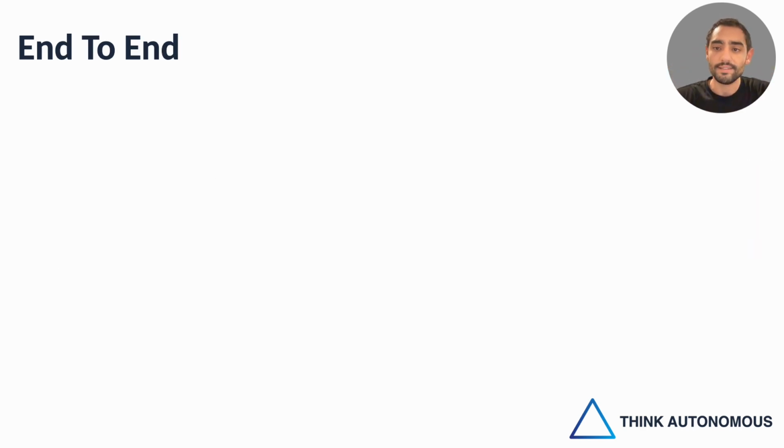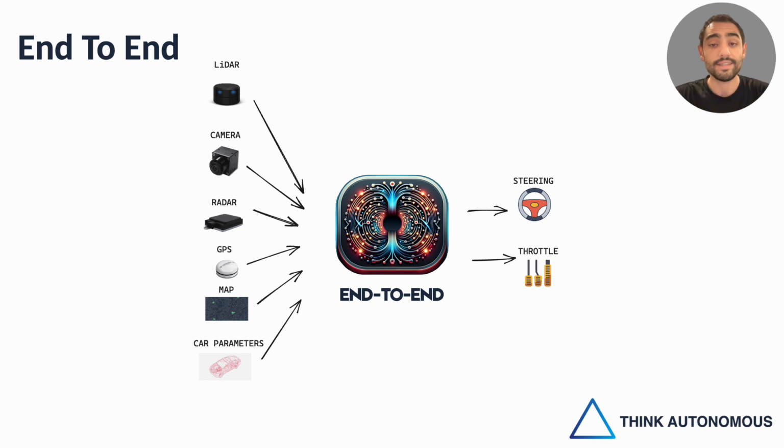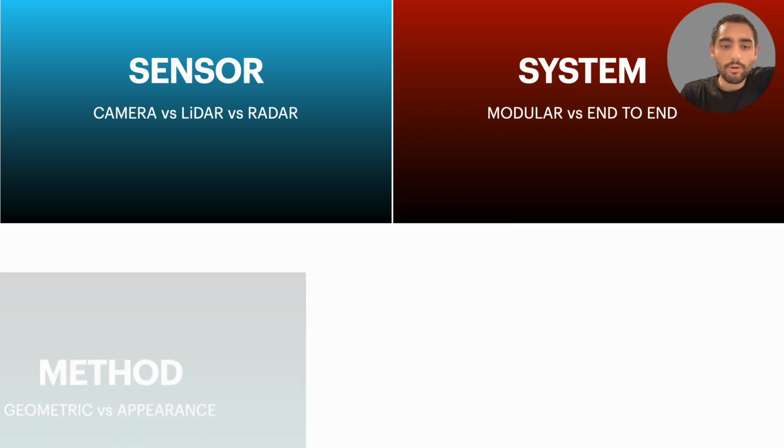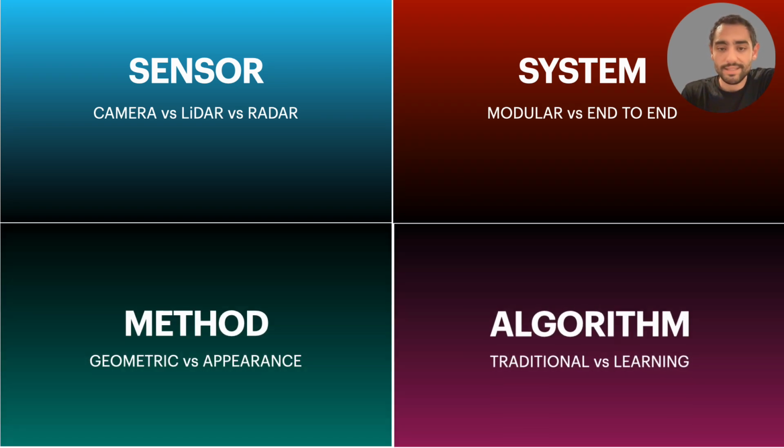Now in an end-to-end system, you still have all of these things, but they are sent to a network that is then going to implement steering and throttle. Okay, so we have the sensor, we have the system. Now I want to see the method, and then we'll see the algorithms.